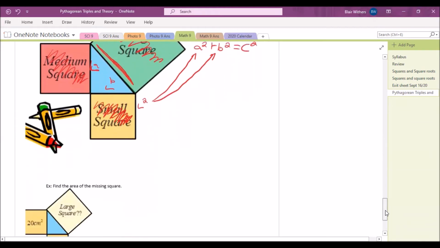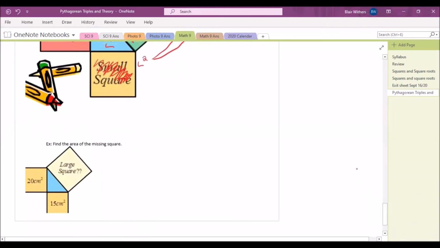Okay, so this is a really quick, simple example. This one down in the corner. We can use this to find the area of the missing square. So our example is we have 20 centimeters squared plus 15 centimeters squared.